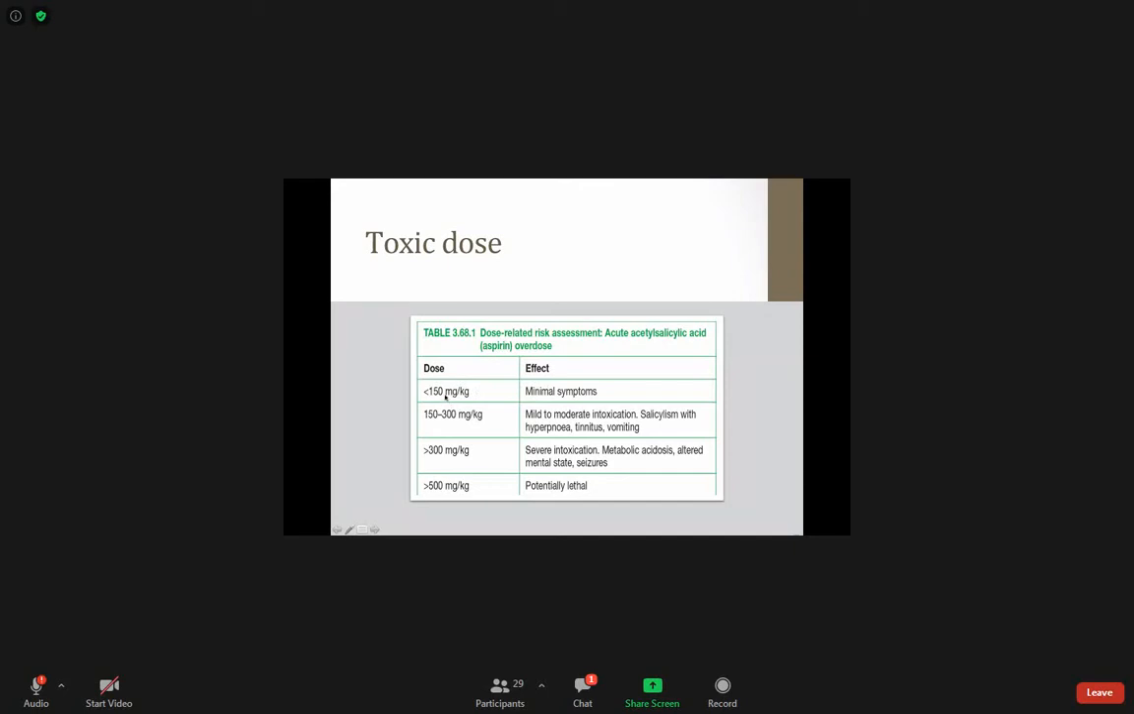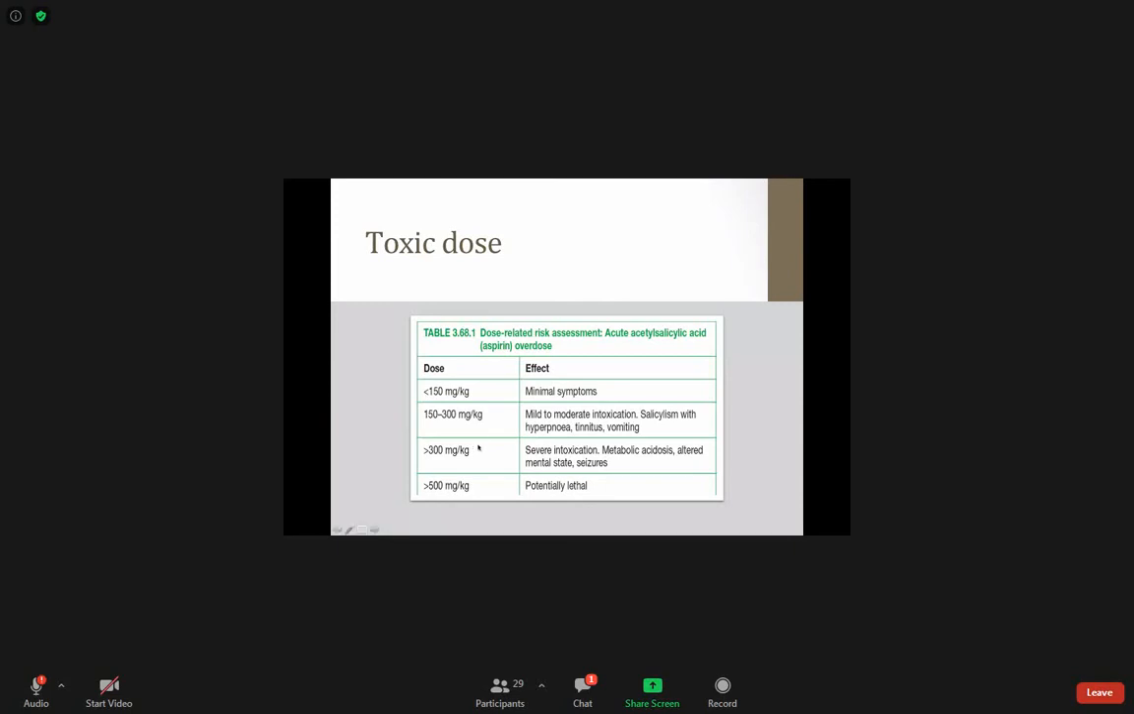But more than 150, this is when troubles happen. 150 to 300, mild to moderate toxicity. More than 300, severe toxicity. And more than 500, they're more likely to die unless you dialyze them right away. Okay.